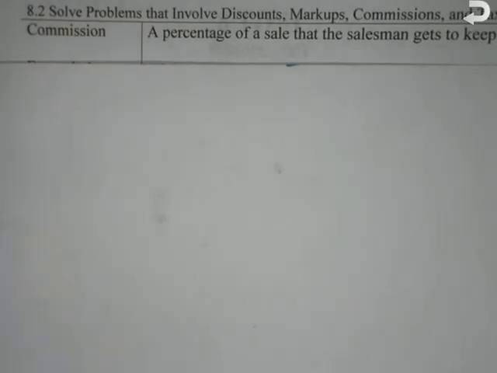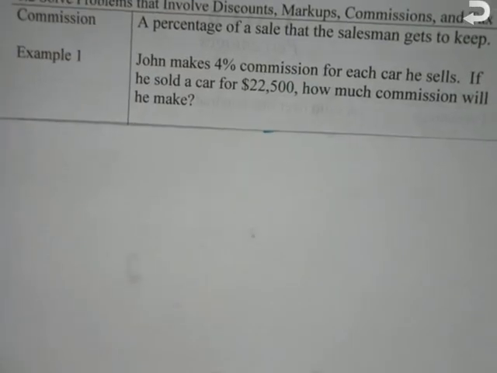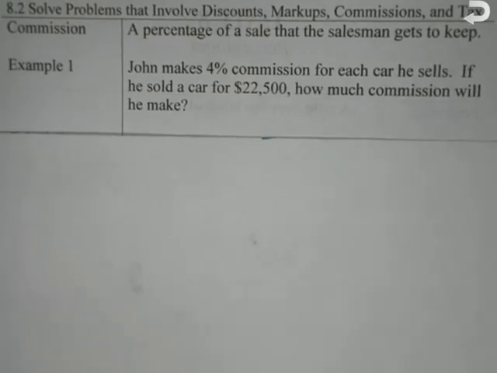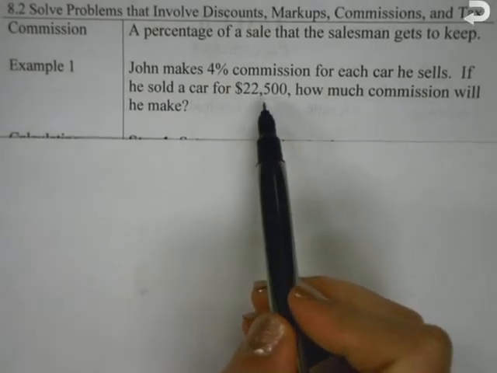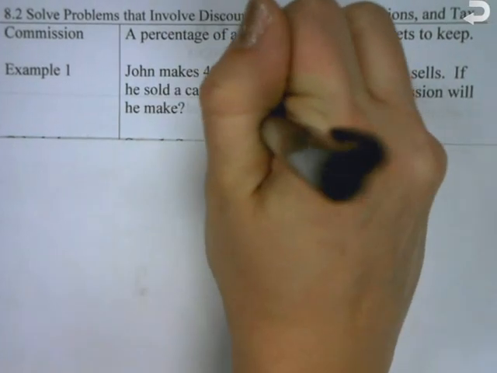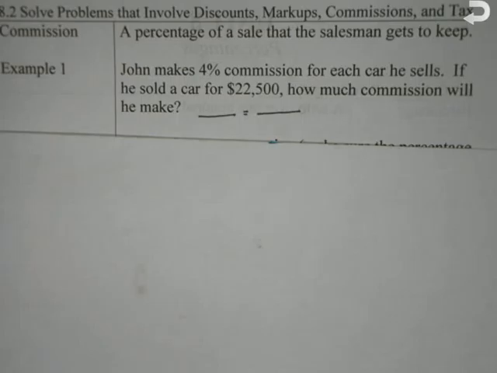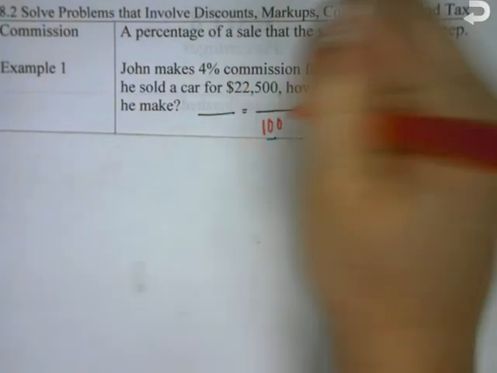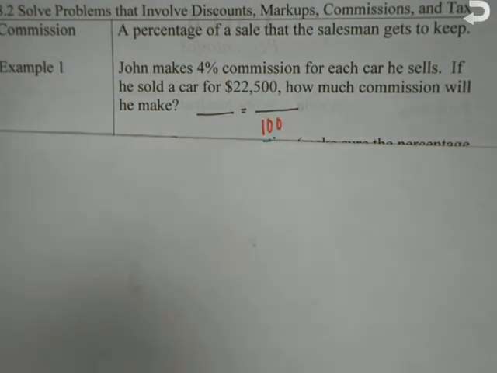Okay, so let's do an example where we are finding commission. Example 1. John makes 4% commission for each car he sells. If he sold a car for $22,500, how much commission will he make? This is pretty much exactly what we were doing yesterday. We're going to start by making a proportion. If John makes 4% commission for each car he sells, what's going to go on the right-hand side? We can fill out 100 on the bottom, and what goes on top of that? The percentage, so 4.